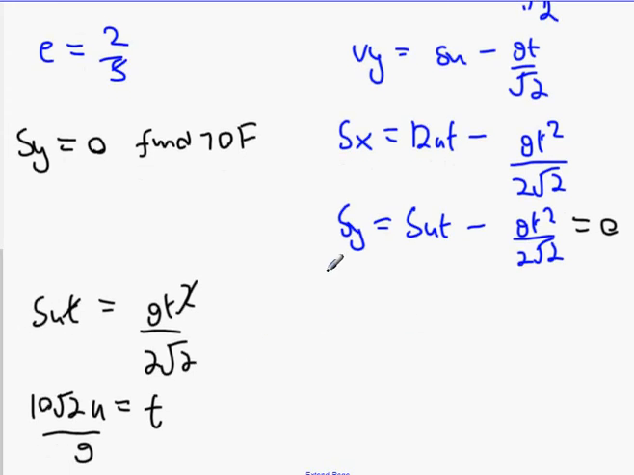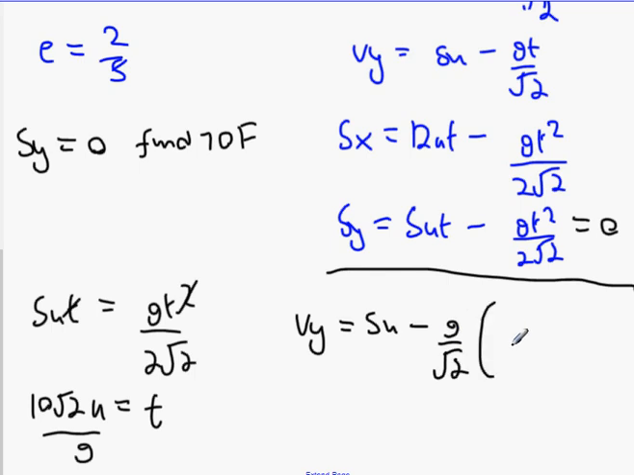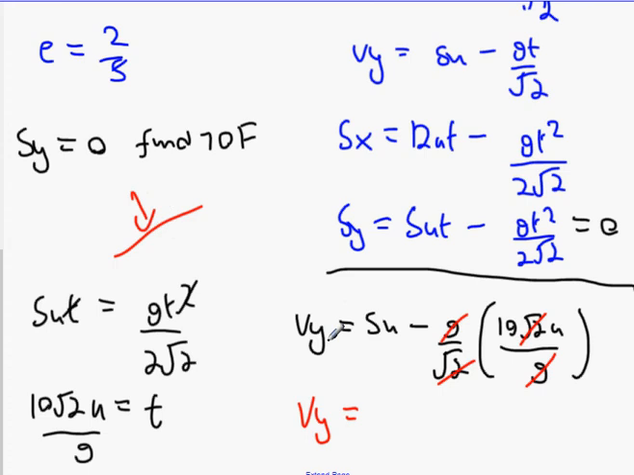Once we've done that, we're going to put it into the phi x and phi y equations. So we'll start off with phi y. Phi y equals 5u minus g over root 2 multiplied by t, which is 10 root 2 u all over g. The g's will cancel, the root 2's will cancel, and as predicted, phi y is negative and driving into the plane. So it's going to be 5u minus 10u, which gives phi y equals minus 5u.